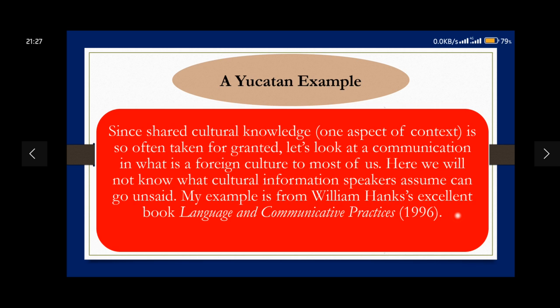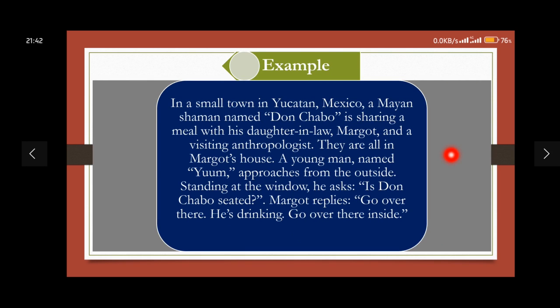So let's discuss the example from a Yucatan culture. So let's take the example now. In a small town in Yucatan, Mexico, a Mayan shaman named Don Chebu. So Mayan shamans are people of Yucatan, Mexico who hold a particular culture. Don Chebu is sharing a meal with his daughter-in-law Margaret and a visiting anthropologist.